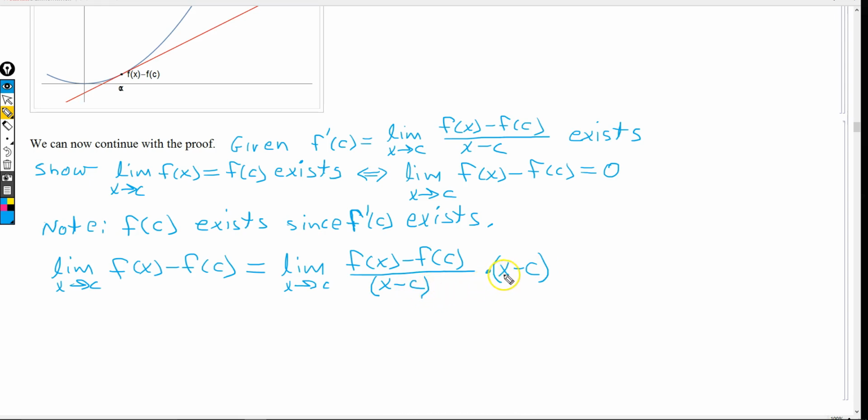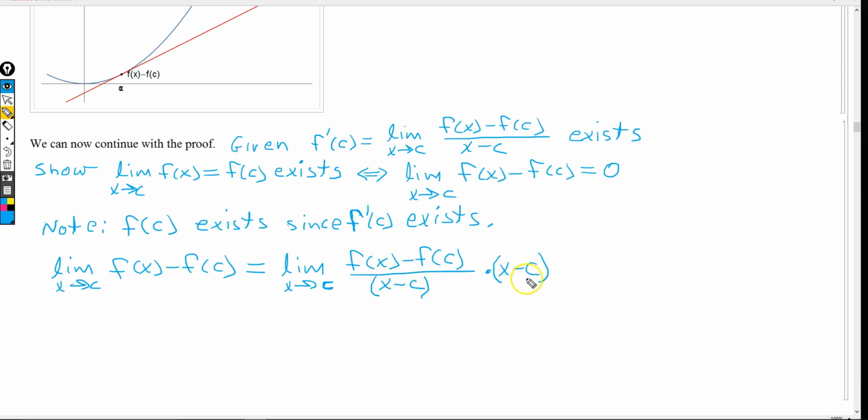And also notice that the x minus c is never equal to 0, because x is approaching c but never actually touching it or reaching c. So this is never 0. So we're technically never dividing by 0. So there's no problem doing this.